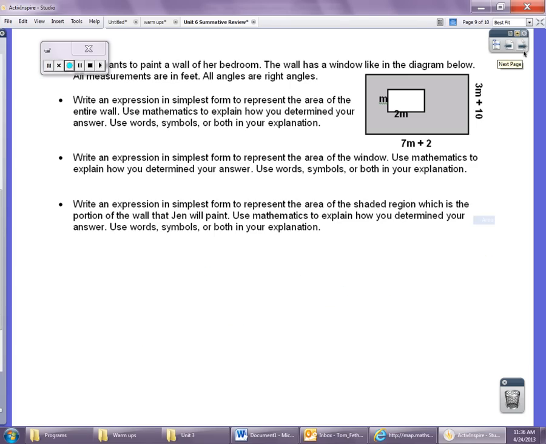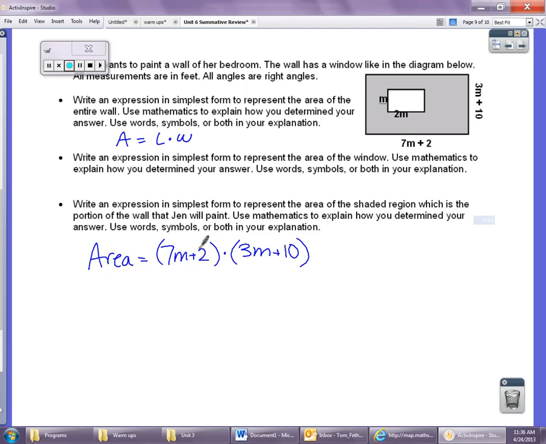And then the last question. Let me help out on this one. We're painting a wall of the bedroom. The wall has a window like in the diagram. All measurements are in feet. Every angle is a right angle. How do I express the area of the entire wall? Well, I know area is length times width. So to find the area of the whole wall, it will be 7m plus 2 multiplying 3m plus 10.